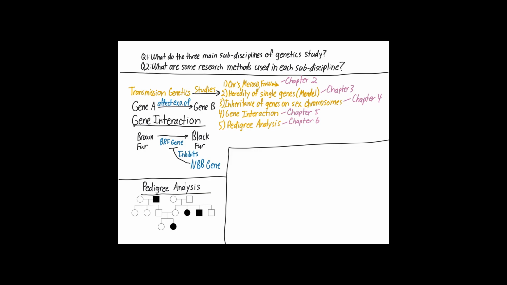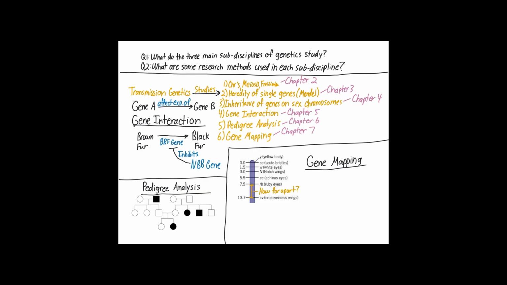Now, as we've seen, transmission genetics deals with chromosomes. And I'm just showing you a part of a chromosome here. Determining the location of these genes on their chromosome, as well as the distances between these genes, is called gene mapping. And we'll look at how to map genes in Chapter 7.